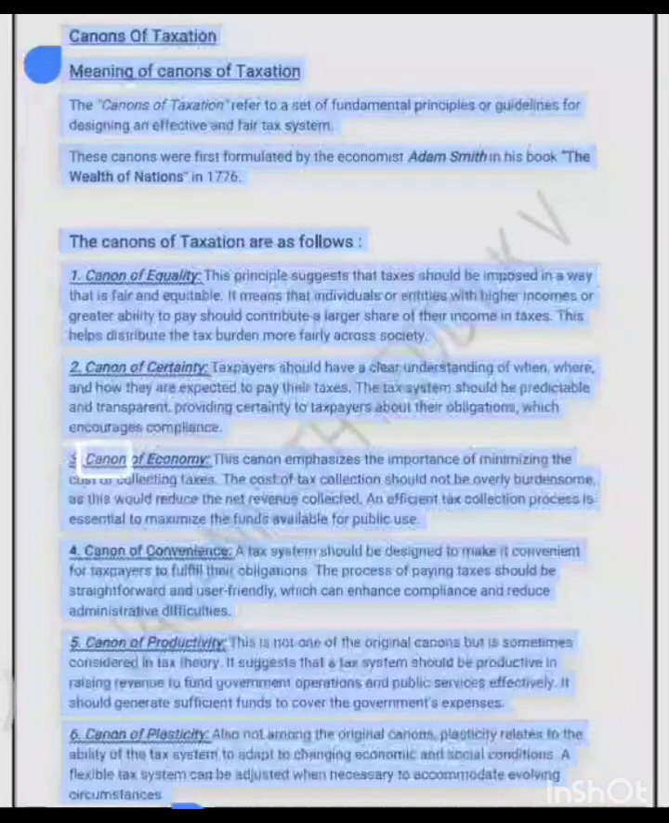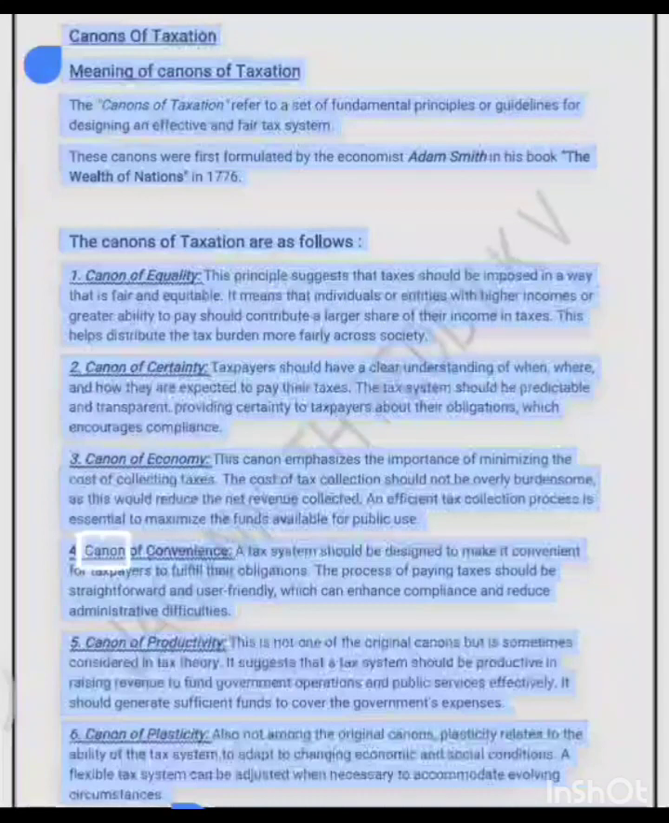3. Canon of economy. This canon emphasizes the importance of minimizing the cost of collecting taxes. The cost of tax collection should not be overly burdensome, as this would reduce the net revenue collected. An efficient tax collection process is essential to maximize the funds available for public use.